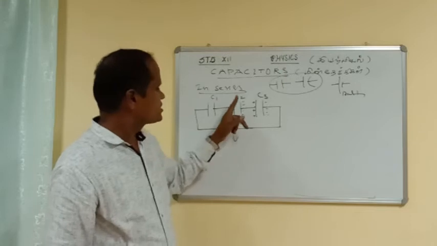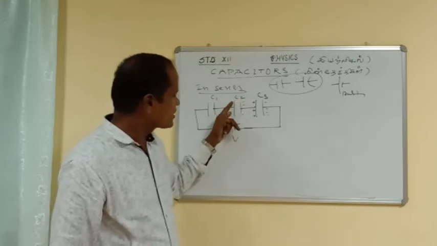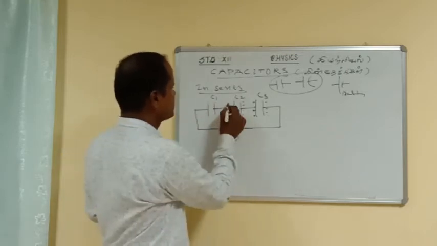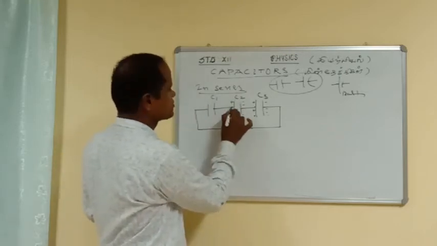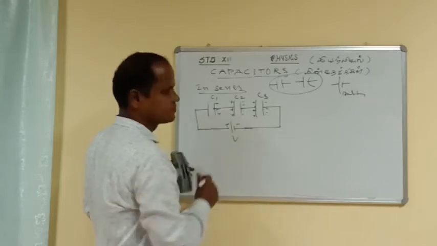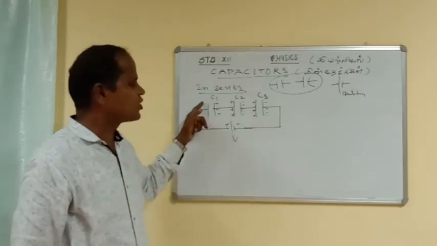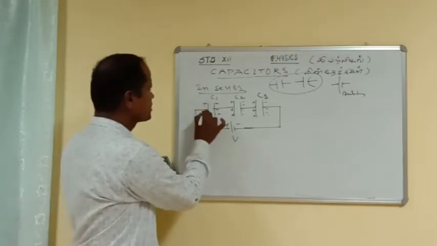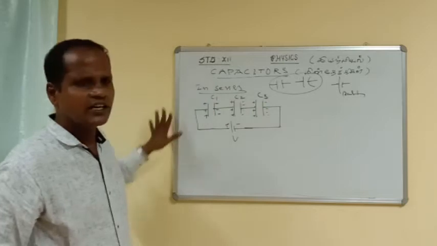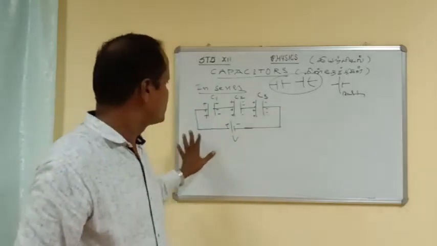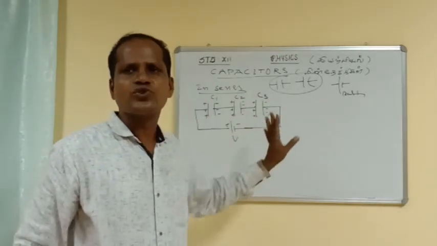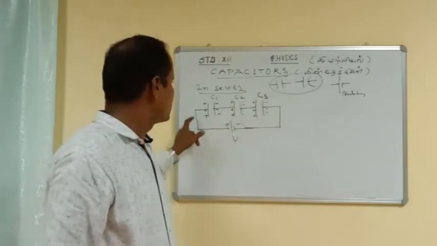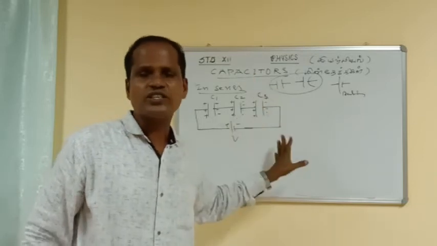Next, C2 will be pushing negatively charged electrons towards the right side of C1. So this side becomes positive. At the same time, the left side of C1 will be pushing electrons towards the positive terminal, so this side becomes positive. In this way, displacement of electrons takes place through these capacitors, so the charge on each plate is the same. In series, the charge in each capacitor is the same.